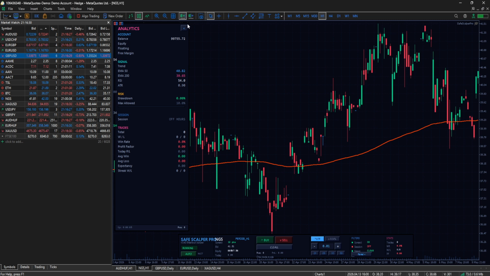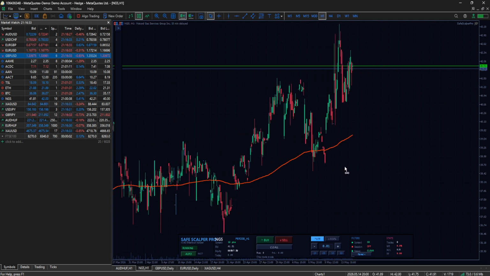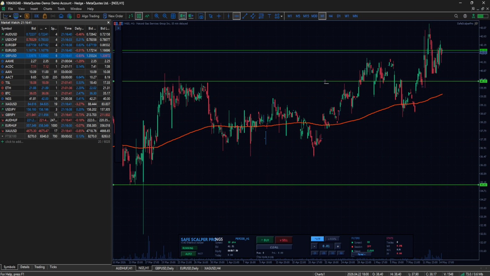Now, identify the market structure. Zoom out slightly and read the swings. In an uptrend, you'll see higher highs and higher lows. In a downtrend, you'll see lower highs and lower lows. If price is moving sideways with overlapping swings, you're in a range. Let structure guide your bias. Price action always follows structure, so trade with it rather than against it unless there's a clear shift.